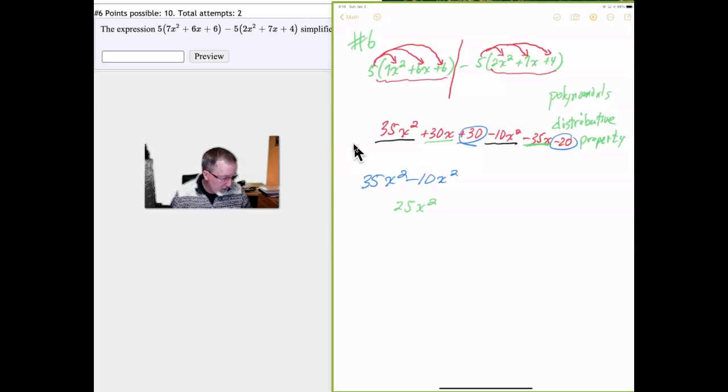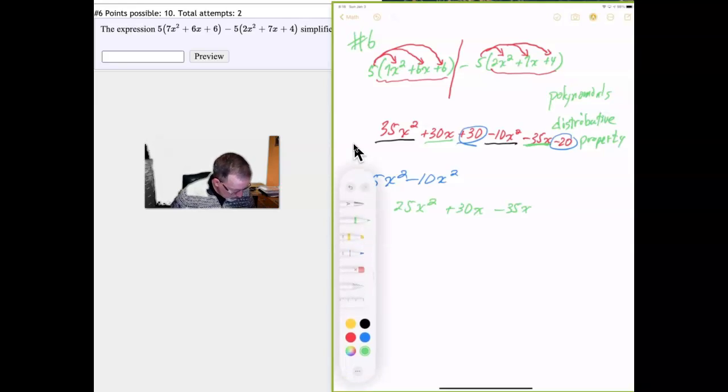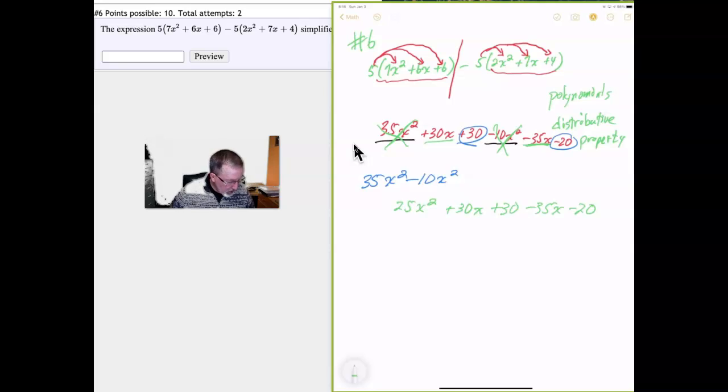And the second element, positive 30x, let me just rewrite this. I should try to write this in the same order. Positive 30x plus 30. We used up the 10x squared, that's done. Then we have negative 35x minus 20. Next in line, we're going to combine the 30x with the negative 35x. So the signs are different, so we take the difference between the two numbers. The difference between 35 and 30 is 5, and 35 has a bigger absolute value, so our answer will be negative 5. So we've got 25x squared minus 5x, then plus 30 minus 20.